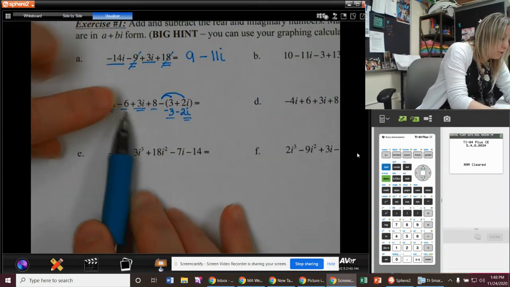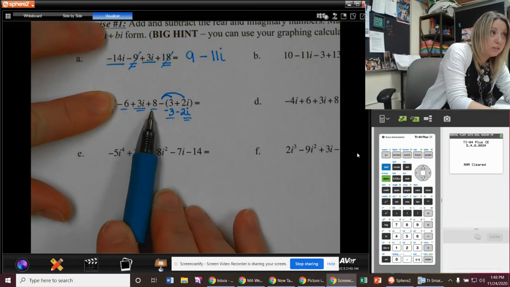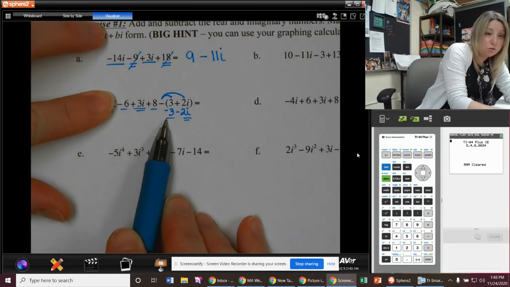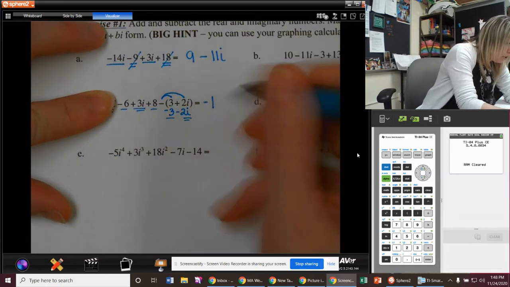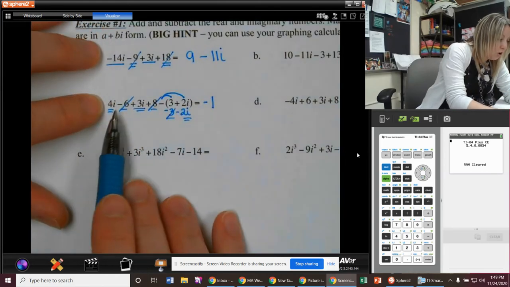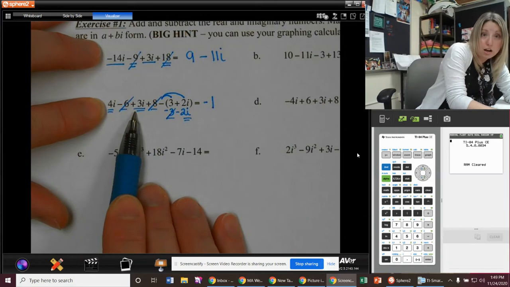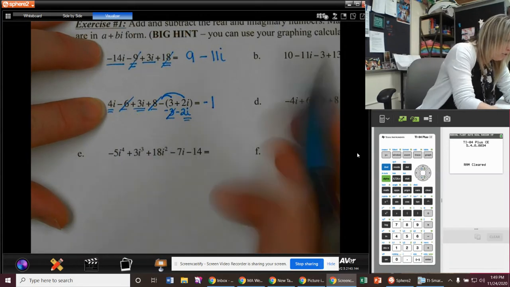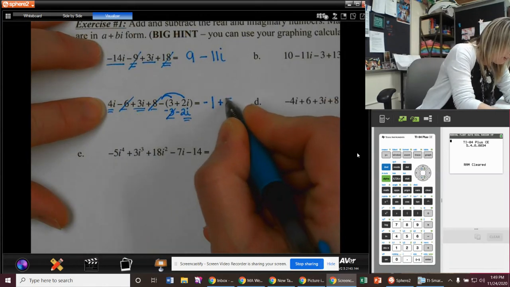Okay, so I'm going to do the numbers first. -6 plus 8 is +2. +2 minus 3 is -1. So there's my numbers all taken care of. Now I'll do my i's. So 4i plus 3i is 7i. And 7i minus 2i is plus 5i.